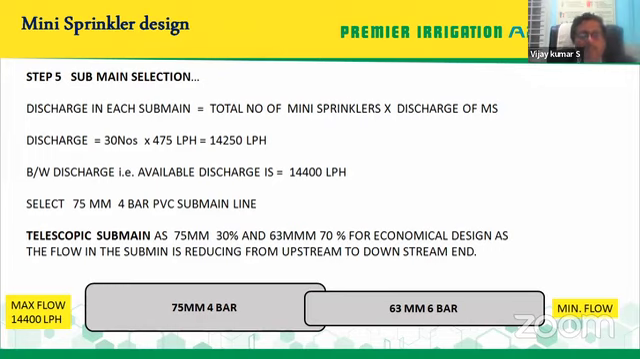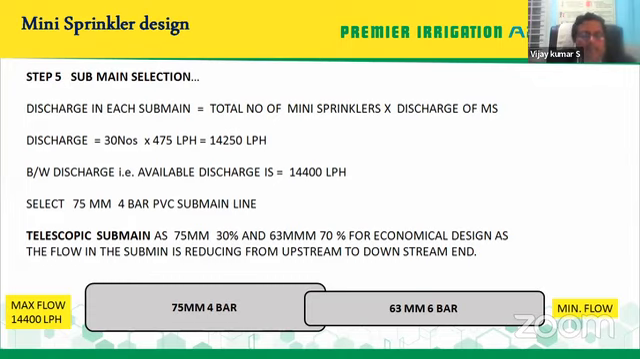But what is the water that is available in the borewell? That is 14,400. So our design is also correct. So we know that for 14,400 liters per hour, from the selection chart, we have to go for a minimum of 75 millimeter, and we will go for a 4 kg PVC or a HDPE pipeline.